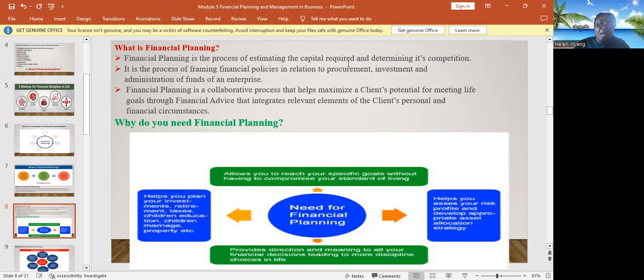Why do you need financial planning? That's another question. What are the reasons you need financial planning? So let's see these reasons. The need for financial planning, one, is to allow you to reach your specific goals without having to compromise your standard of living. If you are prudent in spending, if you are a good financial manager, you meet your financial goals. You'll be able to carry out all that it takes in your business.